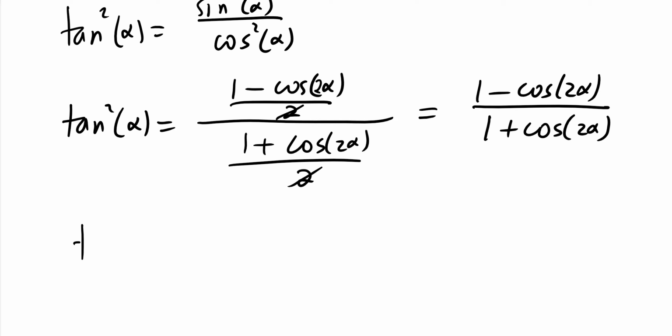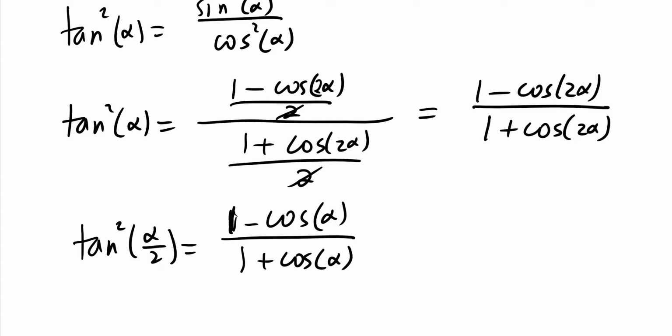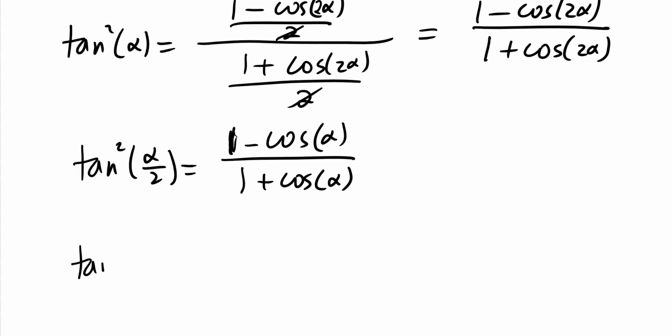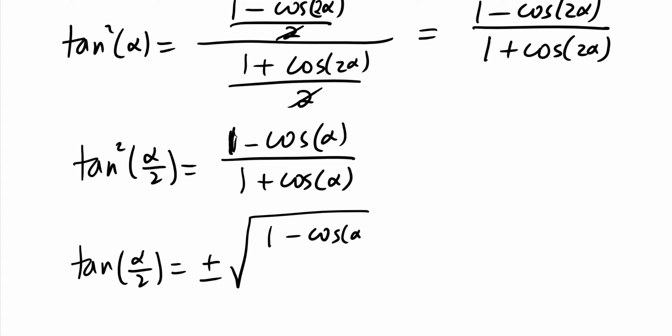If you want to find the half angle formula for that, all you have to do is divide the angles by 2. That gives me 1 minus cosine alpha over 1 plus cosine alpha. If you want to find tangent by itself, tan alpha over 2 is plus or minus the square root of 1 minus cosine alpha over 1 plus cosine alpha. This is just for now.